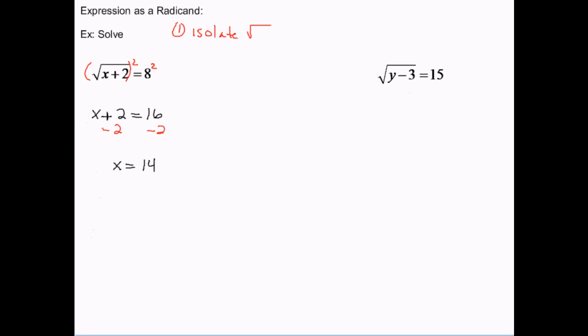I've got another here. I'm going to square both sides. And I get y minus 3 is equal to 225. Add 3 to both sides. And y is equal to 228.